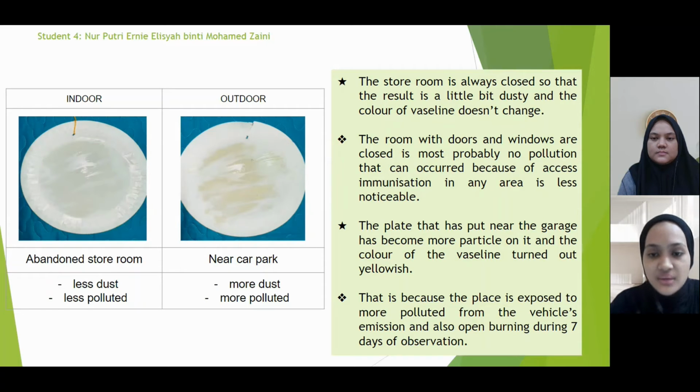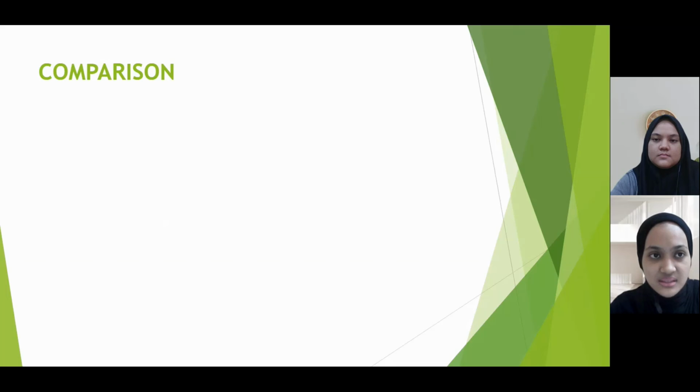The Vaseline turned yellowish because the place is exposed to more pollutants from vehicle emission and also open burning during the 7 days of observation for this experiment. So that's all from my result.